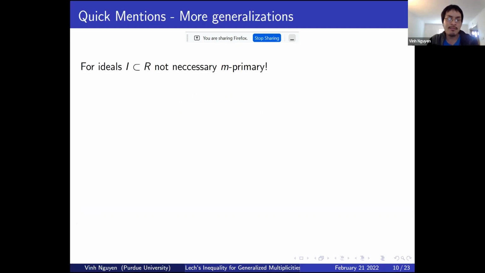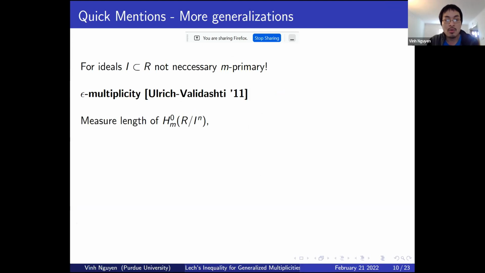Okay, so I just want to make some quick mention of further generalizations. My talk isn't really concerned with these generalizations, so I'm not going to go into too much detail about them, but I just want to mention them. One generalization is called the epsilon multiplicity, and this is for ideals that are not necessarily m-primary. So we can force the quotient by the powers of the ideal to have finite length by passing to the zeroth local cohomology.